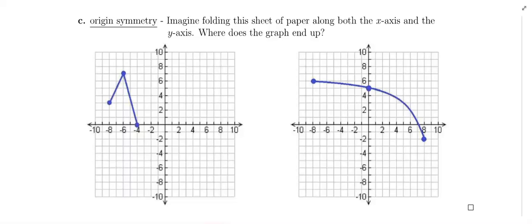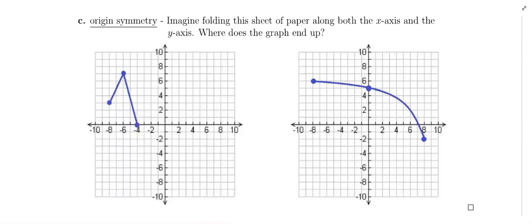In example 3C, we're going to look at the last type of symmetry. We're going to look at origin symmetry. So what you want to do for origin symmetry is imagine folding the graph along both the x-axis and the y-axis. We want to know where the original graph ends up. So the key for origin symmetry is you're going to do both folds. You're going to fold along the x-axis and the y-axis.